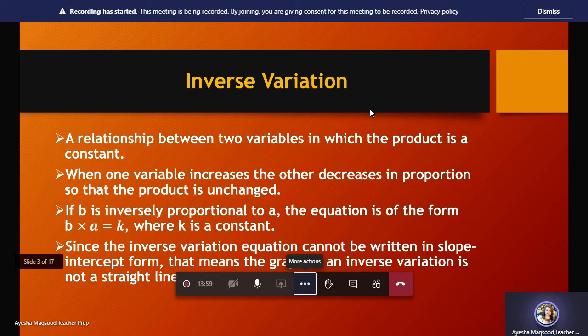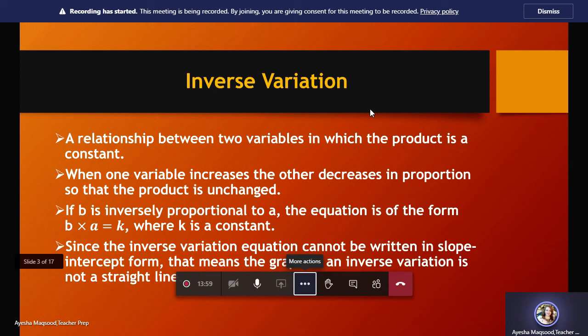Again, as we have discussed in direct variation, there is no random change. Every change is according to a proportion. Similarly, the same concept goes for inverse variation also. Whenever there is an increase in one and a decrease in the other, this change will again be in proportion. It will not be a random change every time.